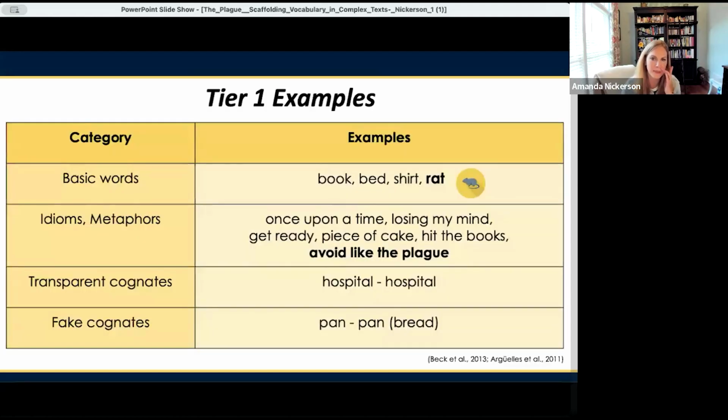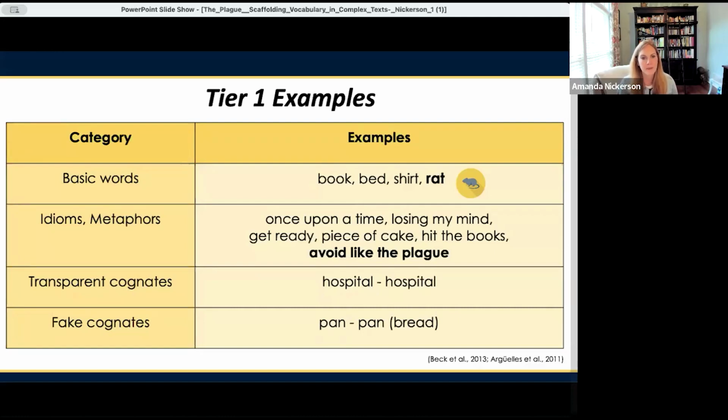So I'm going to begin with what I consider the basics, talking about the 3 tiers of vocabulary instruction that Isabel Beck and her colleagues and others have researched over the years. So tier 1 words are typically the ones that kids know. They pick them up usually pretty implicitly from the environment, from TV, from conversations, and so forth. So they might be basic words like book, bed, shirt, rat. They might be idioms and metaphors like once upon a time or avoid like the plague.